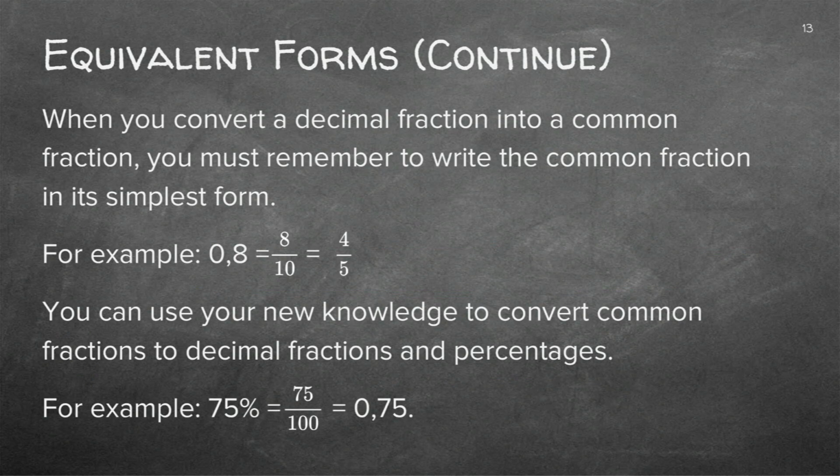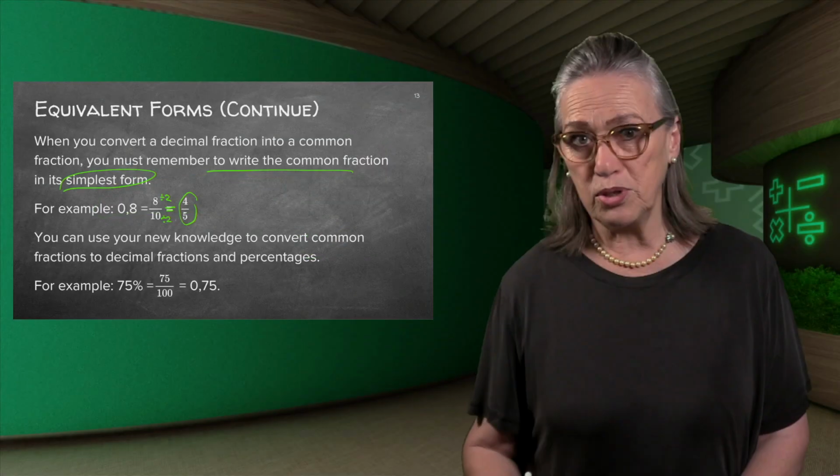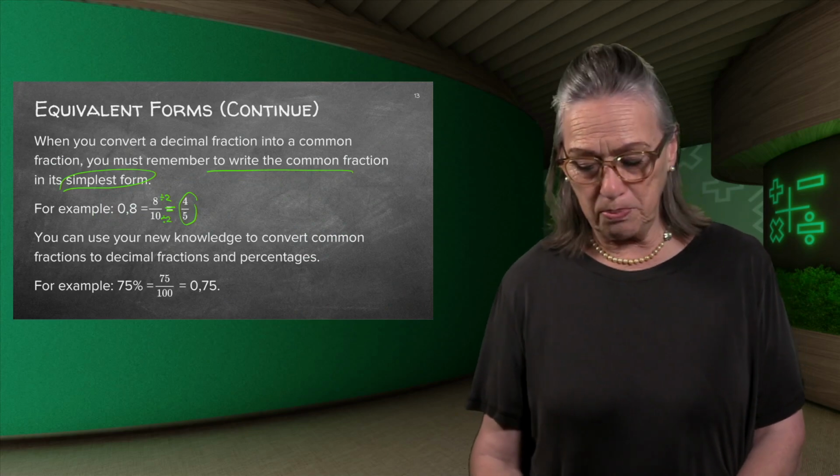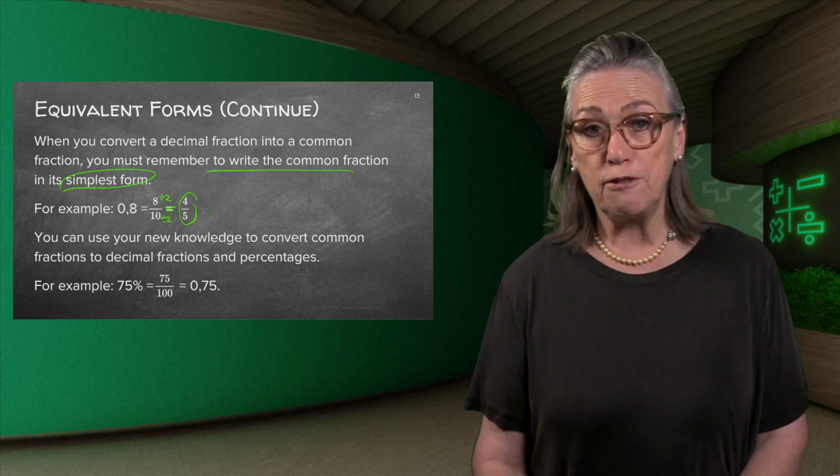Right. So when you convert a decimal fraction into a common fraction, please remember to always give the answer in its simplest form. So for example, if you say 0,8 is 8 over 10, but it's not the simplest form, because we can divide 8 by 2, the bottom and the top, and we can get 4 over 5. It's so important. Your teachers will always ask you to put your answer in the simplest form.